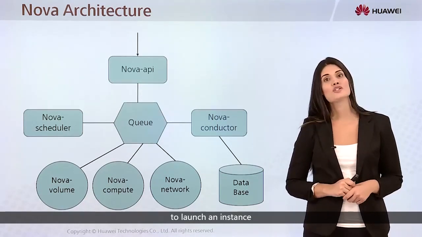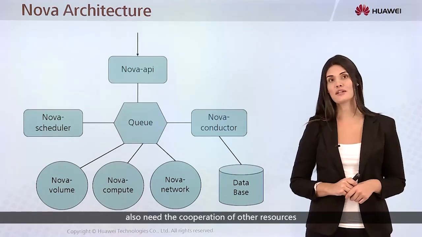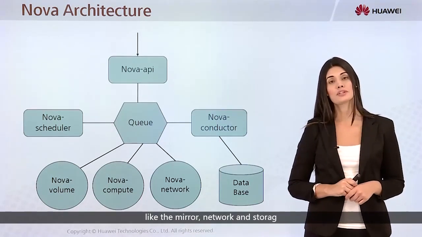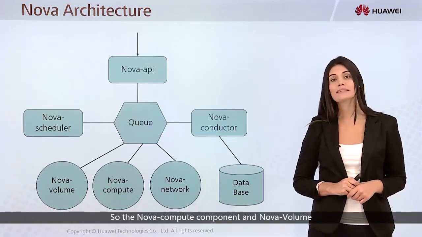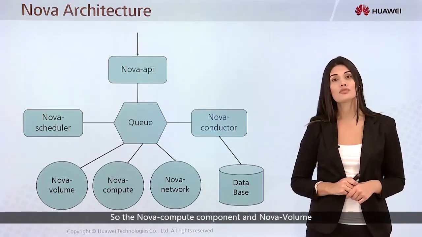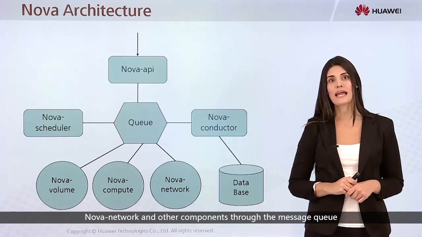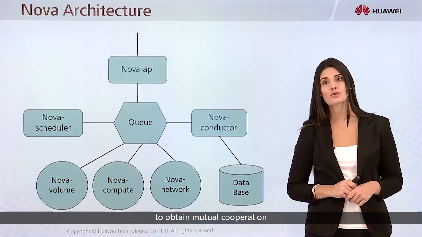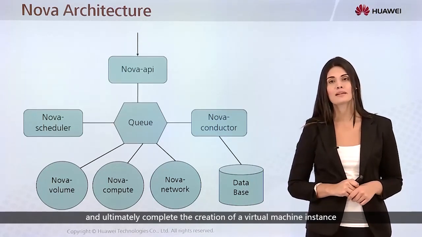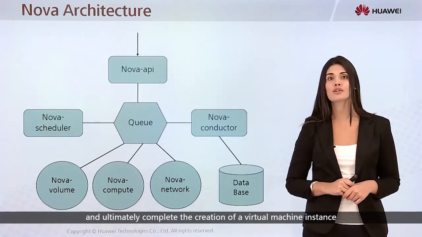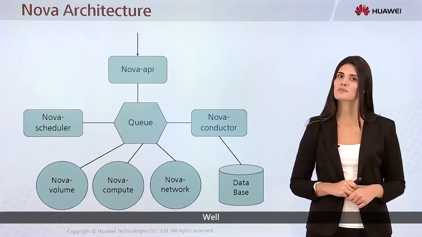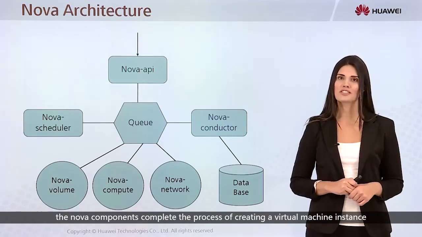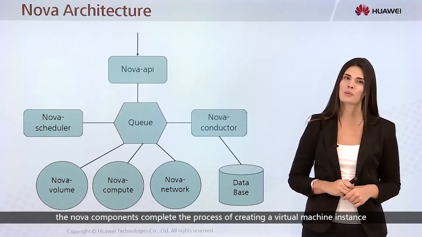Of course, launching an instance also needs cooperation with other resources like image, network, and storage. So, the Nova Compute component works with Nova Volume, Nova Network, and other components through the message queue to obtain the required resources and ultimately complete the creation of the virtual machine instance.